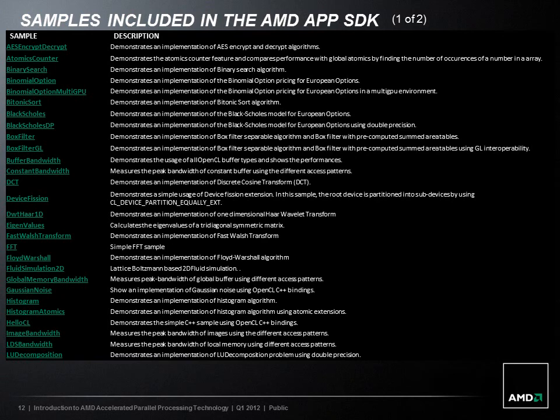Whether you're just evaluating how parallel processing might help to improve the performance of your application, or looking for a starting point for software development, there are several sample applications included in the Accelerated Parallel Processing SDK. You'll also find samples for AES encryption and decryption, discrete cosine transformation, fast Fourier transform, matrix multiplication, and much more.